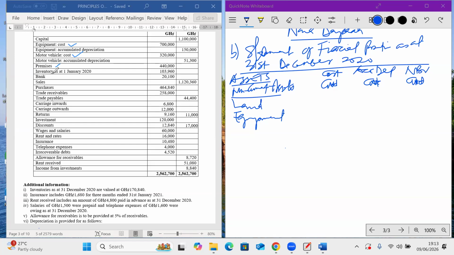Yes, I can write all of them under non-current assets. Then I'll write their costs. Their costs are these figures: this is the one for equipment, this is for motor vehicle, this is for premises. Then when I go to the accumulated depreciation, this is the one for equipment, and this is the one for motor vehicle. Are you okay? Yes, sir.